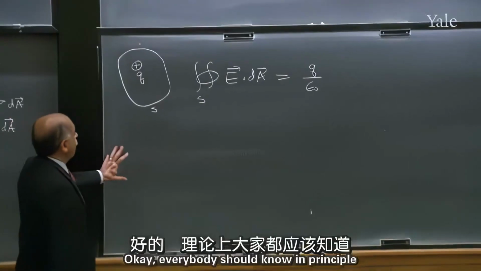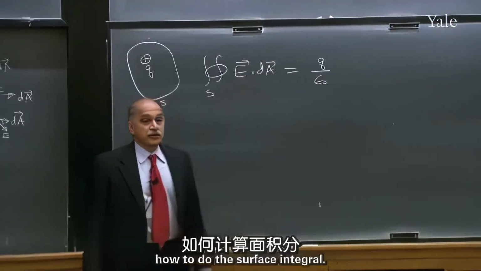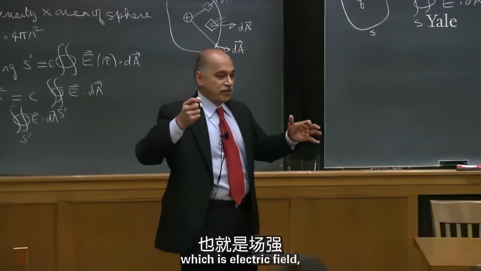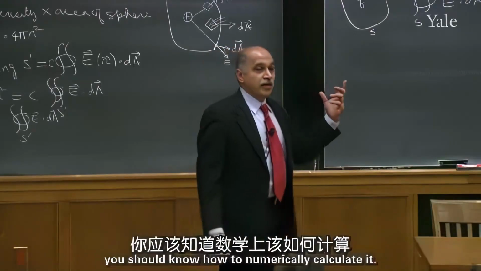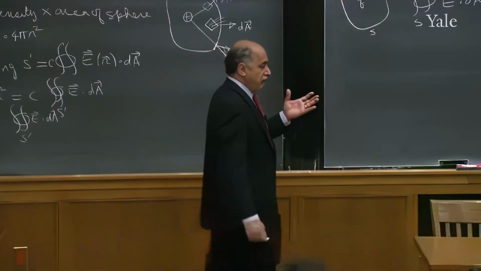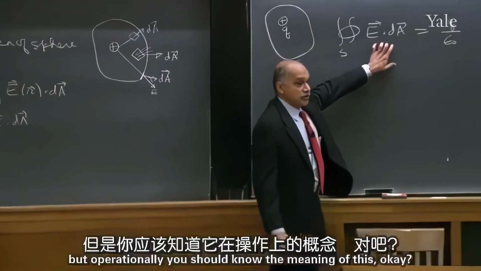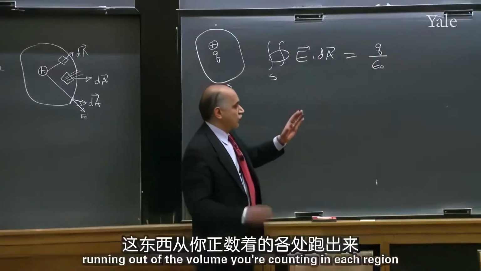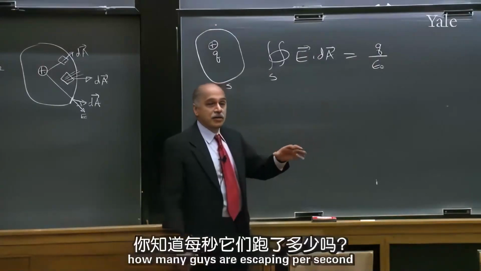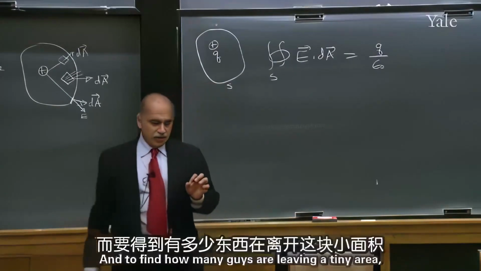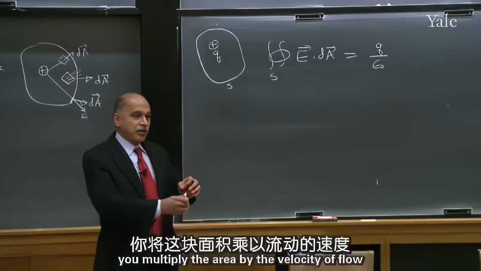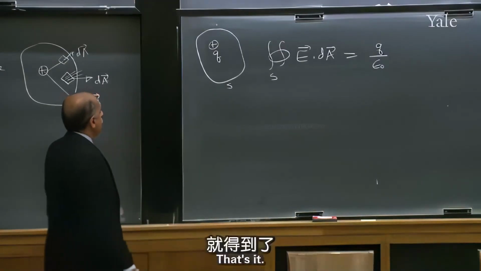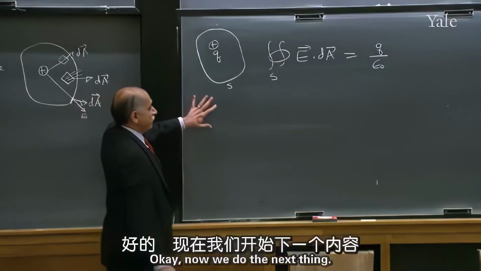Everybody should know in principle how to do the surface integral. If I give you a surface, and at every point on the surface I give you a vector E, which is the electric field, you should know how to numerically calculate it. You may not know how to do the integral analytically, but operationally, you should know the meaning of this. If E were actually the velocity of some stuff running out of the volume, you're counting in each region how many guys are escaping per second, and you're adding it all up. And to find how many guys are leaving a tiny area, you multiply the area by the velocity of flow times the cosine of the angle between the velocity and the area. That's it.